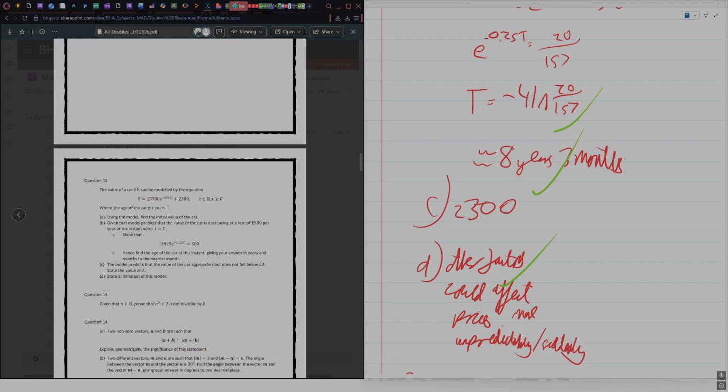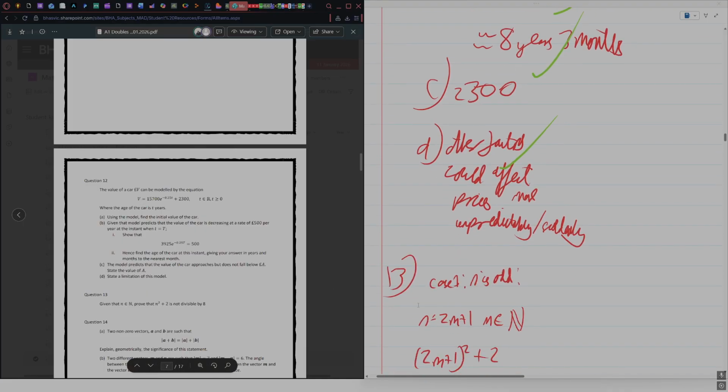But if it wasn't 0, it would be a negative number, which means it decreases the value. And then limitation, there could be a million things you could say here. I just said that there could be other factors. You have to see the context of the model, so it's the value of a car, so you could just say that other factors could affect it. And more instantaneous things can affect it, because obviously a model cannot predict that.